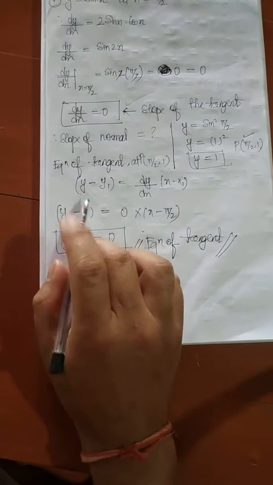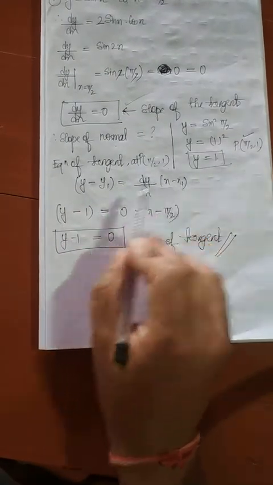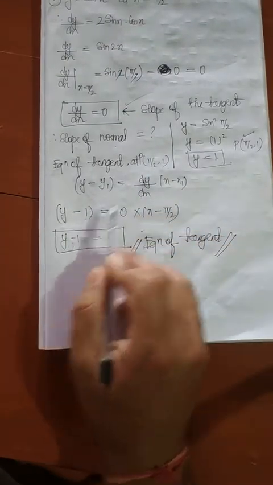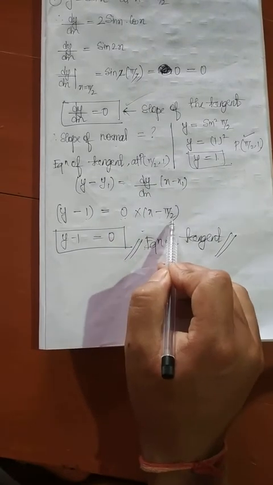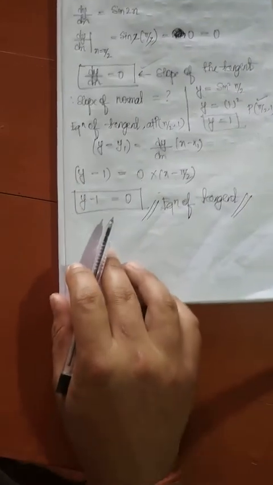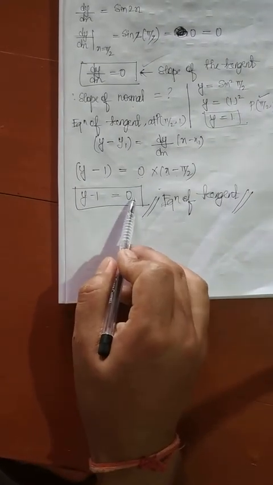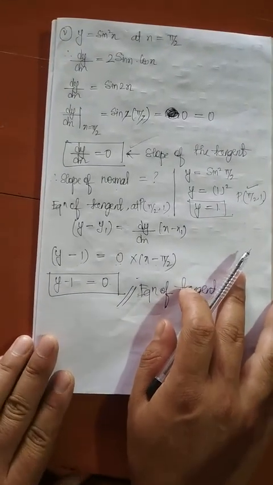Same formula, y minus y1, which is equals to dy by dx, x minus x1. So y minus y1. What is the value for y1? 1. What is the value for dy by dx? 0. And then x minus x1 is pi by 2. So 0 into any number is 0. So hence the equation of a tangent will be given by y minus 1 is equals to 0 only. Okay. So pause the video for note down.